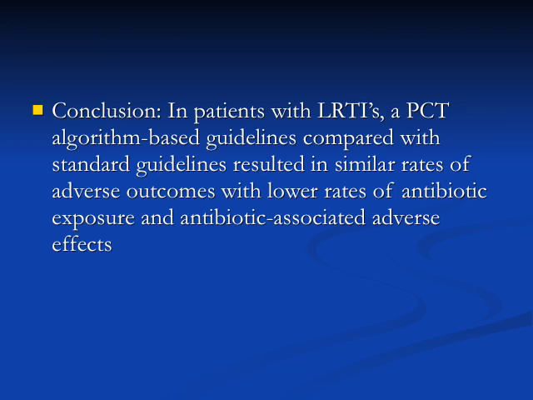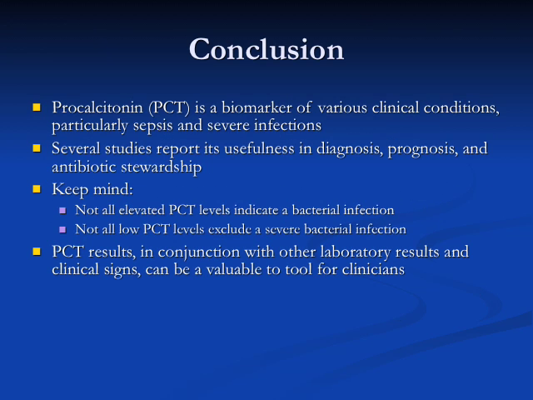So that is it. In conclusion, procalcitonin is a biomarker of various clinical conditions, particularly sepsis and severe infections. Several studies report its usefulness in diagnosis, prognosis, and antibiotic stewardship, keeping in mind that not all elevated procalcitonin levels indicate a bacterial infection, and not all low procalcitonin levels exclude a severe bacterial infection. Procalcitonin results in conjunction with other laboratory results and clinical signs can be a valuable tool for clinicians, something that we can take away.